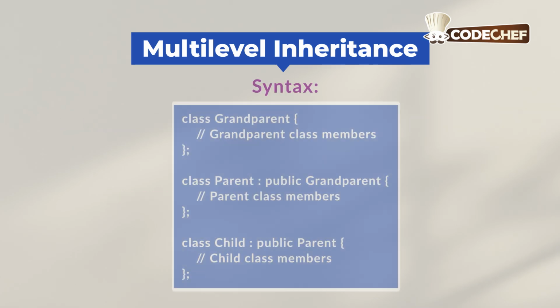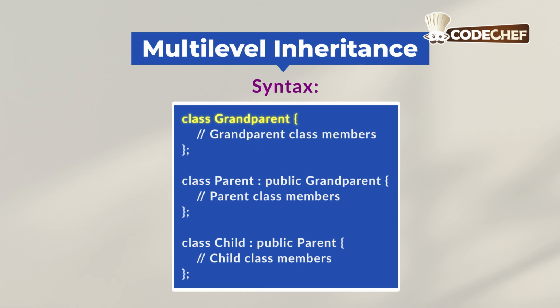Having a look at the syntax, class grandparent, curly brace begin, so it will have some code of its own, curly brace close and semicolon. Then we have class parent, in which we are inheriting the properties of class grandparent. Again curly brace begin for the parent class members, then curly brace close and semicolon. Then we have a third class which is class child, and we are inheriting the properties of class parent in this. Then curly brace begin for the child class members, curly brace close and semicolon. So we can have any number of classes to perform multi-level inheritance.